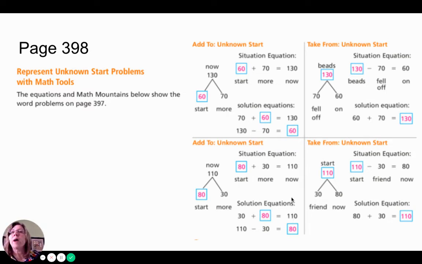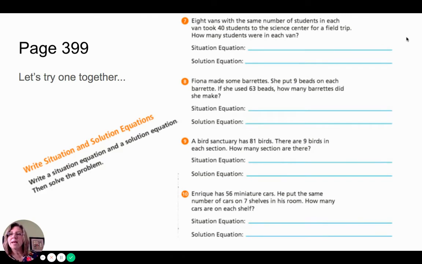We're going to do some more practice with those on the next page. So flip over to page 399. And on this page, the directions say write a situation equation and a solution equation. Okay, and then solve it. This is kind of confusing to begin with, so we're going to do one together.